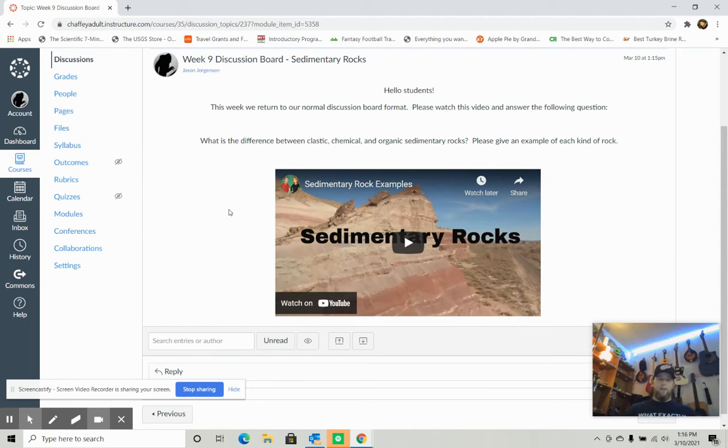Because as we've seen, there's igneous, sedimentary, and metamorphic. But then within igneous, there's plutonic and volcanic. One was intrusive, one was extrusive. And there's many different families that come out from that. Well, it's the same thing with sedimentary rocks.